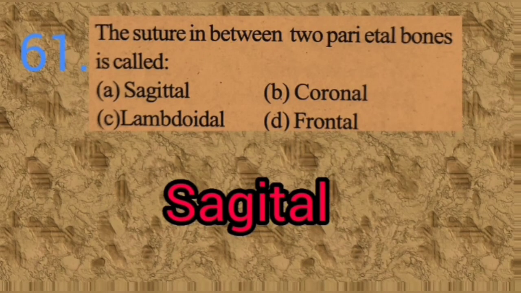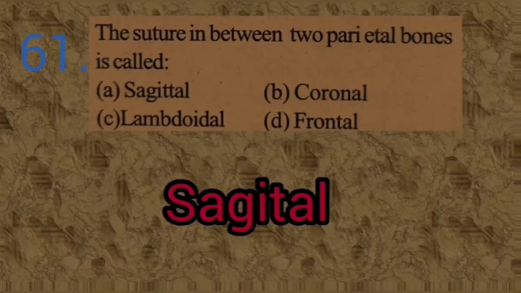The suture in between two parietal bones is called: option A, sagittal; B, coronal; C, lambdoidal; D, frontal. The suture in between two parietal bones is called sagittal.